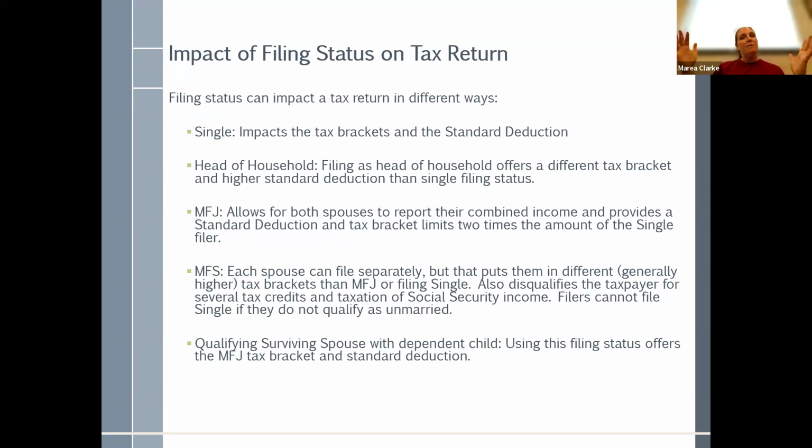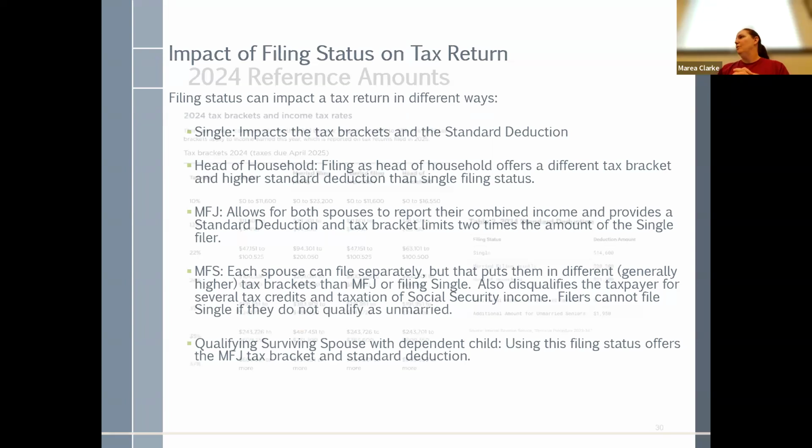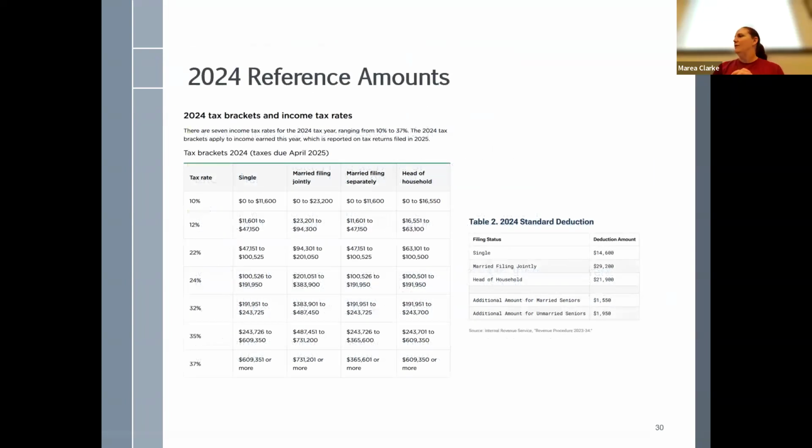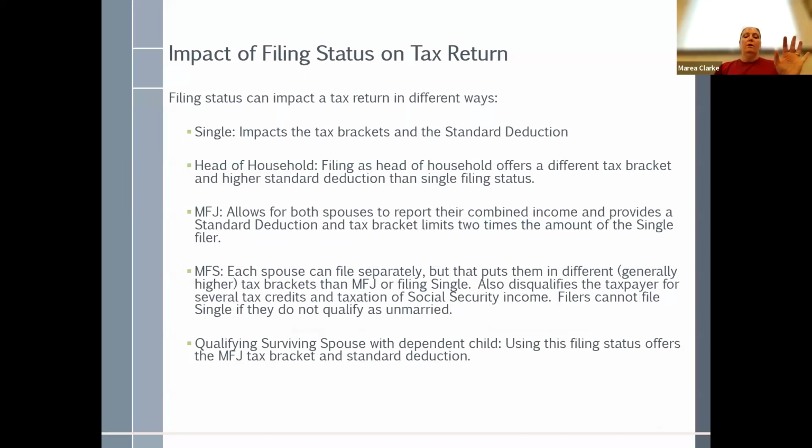Generally, that could be higher, but maybe if one has very different income, that actually might be better. It also disqualifies them for a lot of the tax credits. And they cannot file as single if they don't qualify as unmarried. So again, it doesn't matter where your spouse is. If you are married to them in your home country, you're still married to them here in the United States too. And then the qualifying surviving spouse, again, has the married filing joint brackets and standard deduction.